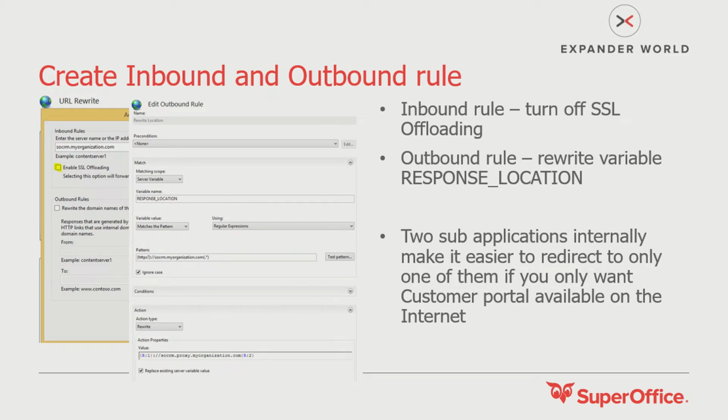So it's easy if you have two sub-applications, if you separate installation of service and sales into two subfolders, because there you can change the pattern and put there a /service or /sales, and you can expose only one of the two. You don't need to expose on the internet everything if you don't want to.